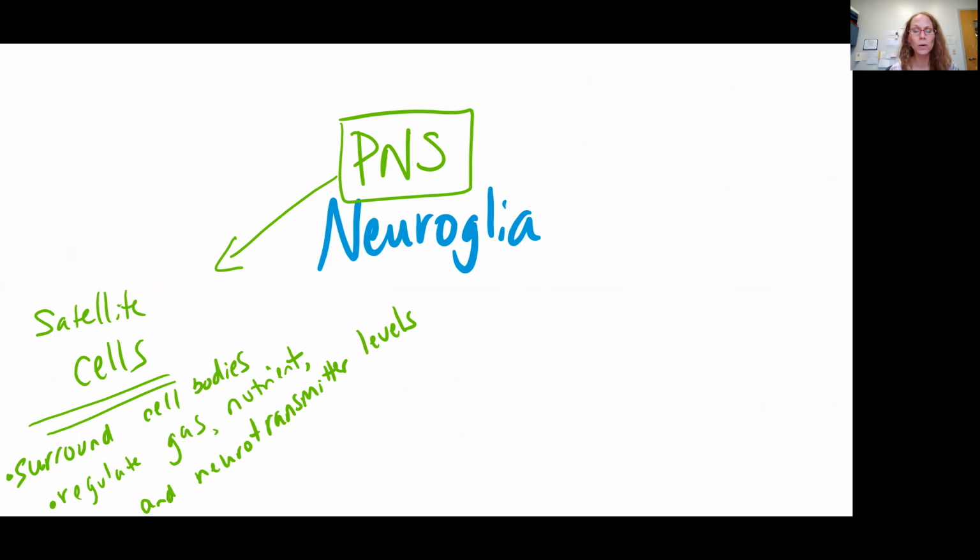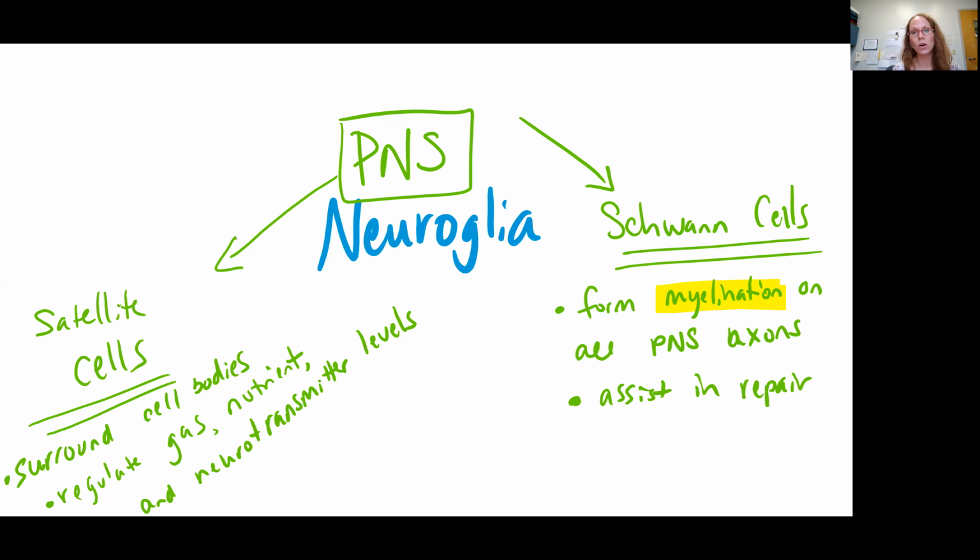We have just 2 in the peripheral nervous system, so we can start first with our satellite cell, which is surrounding those cell bodies, or the soma, of the neurons. It is regulating gas, nutrient, and neurotransmitter levels for those cells. And then our other important cell here is called the Schwann cell, and this is going to form the myelination on the peripheral nervous system axons, which, remember, is important in speeding up the signaling, but also assisting in repair of broken axons. Okay, that's it for now.